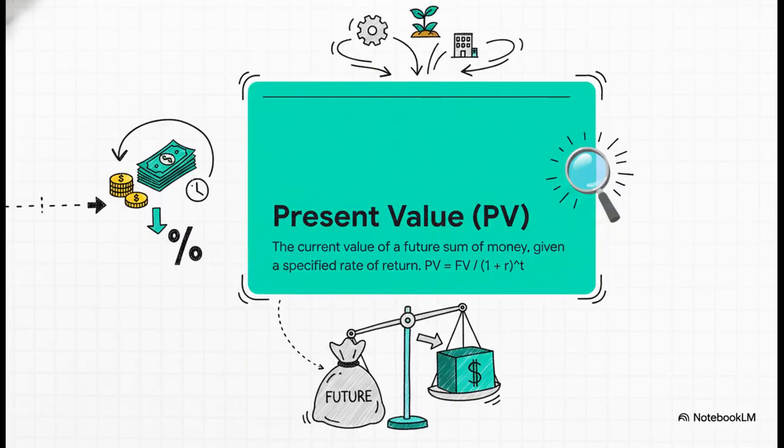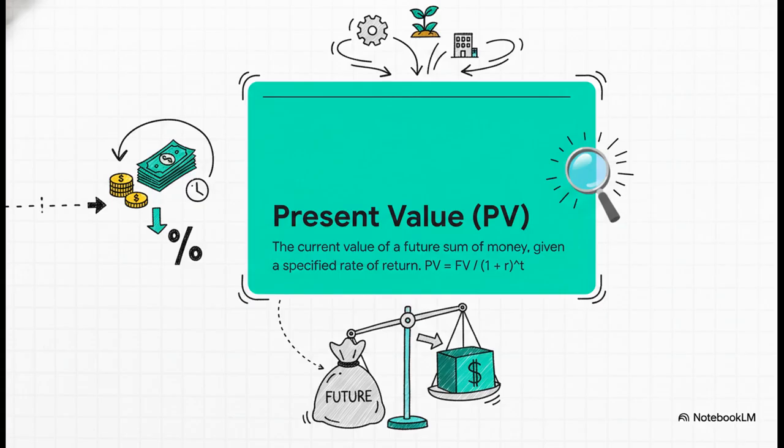Present value, or PV, does the complete opposite, and for making business decisions today, it is arguably the more powerful concept of the two. PV yanks the future back to the present. It answers the question, that promise of a big payout way down the road, what is it really worth to me, right here, right now?